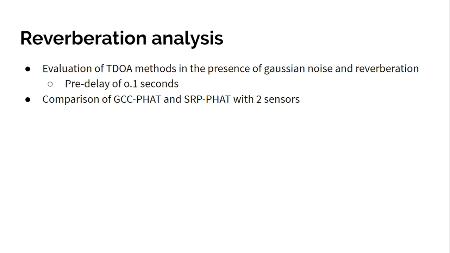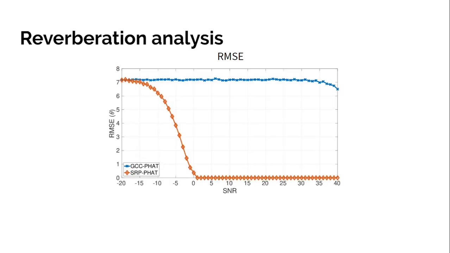So it's really interesting. We're just going to compare the GCC-PHAT and the SRP-PHAT with two sensors with a pre-delay of 0.1 seconds. And we can see here that the difference is pretty considerable. With only two sensors, we have one method that converges and another method that does not converge. So it is a major result we got from comparing GCC and SRP.